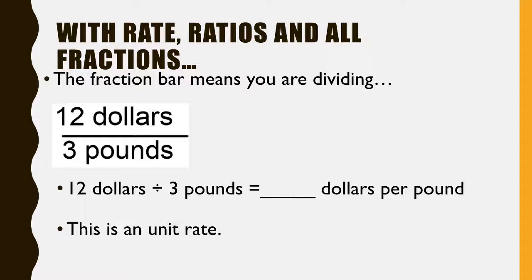$6 for every 3 pounds. With rate ratios in all fractions, the fraction bar means you are dividing. We use this a lot in 7th grade. So the ratio $12 for 3 pounds is telling us since the fraction bar separates, we can divide. $12 divided by 3 pounds. Does anybody know that answer? Raise your hand. Good, it's $4 per pound. This is a unit rate.